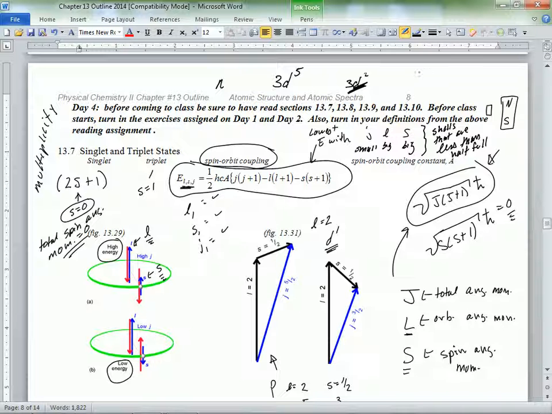But when they're more than half full, the big L and big S makes sense, but now they want big J to get the lowest energy. Large J. So that's just an oddball thing. I don't know if that's going to be brought out in the homework or not. I don't remember. But I just want to tell you all this stuff.